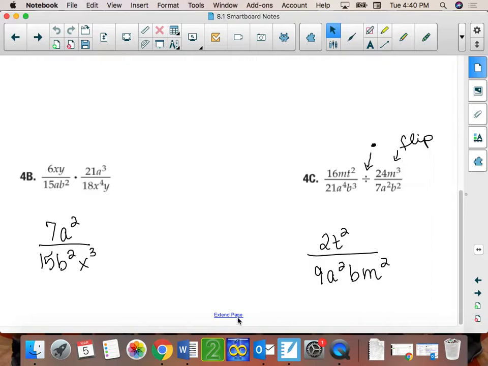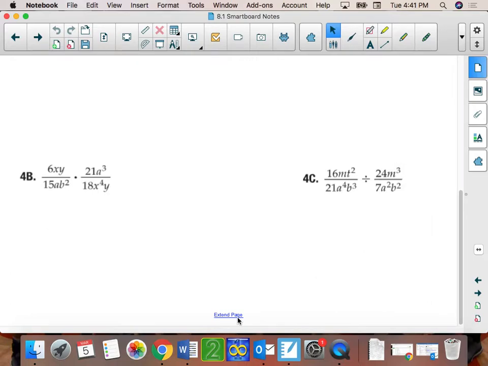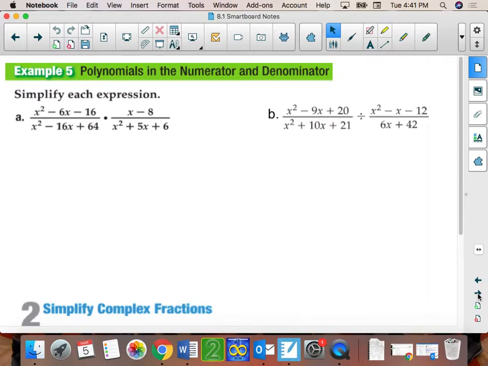Okay, we have one more page left here to look at. So let's look at this last page. So now we're going to do the same idea, only we're going to add some polynomials instead of just monomials, top and bottom. Okay, so again, when you have a trinomial, you're wanting to factor.